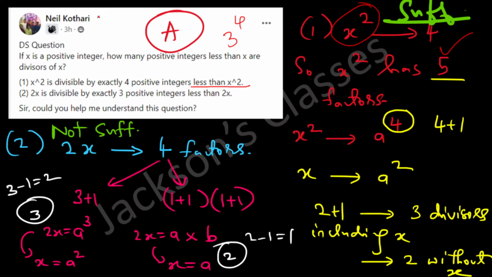Let's say you have another possibility like 2 into 3 square. This is also a number, right? This is 9 into 2, which is 18. So 18 can be prime factorized as 2 into 3 square. Now this over here will have, this power is 1, so 1 plus 1, which is 2, and then 2 plus 1, which is 3. So 2 into 3, that is 6 factors will be there for this number. All right, so that's how you find the number of factors of a number.